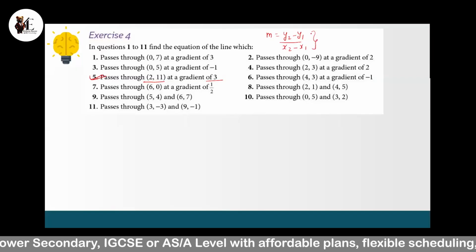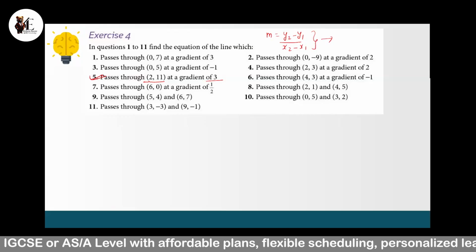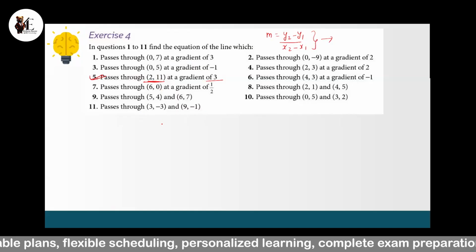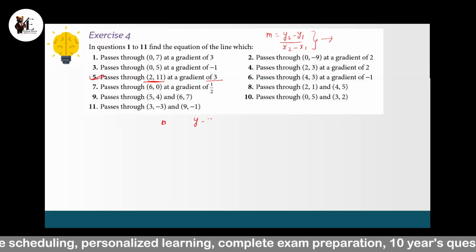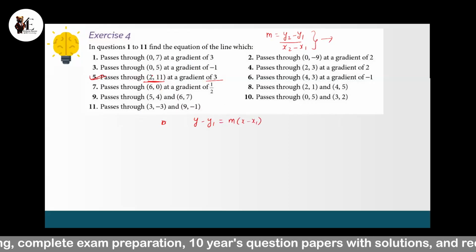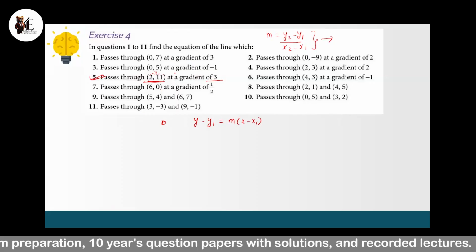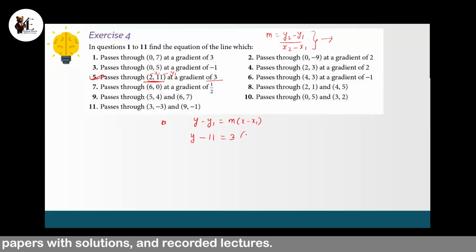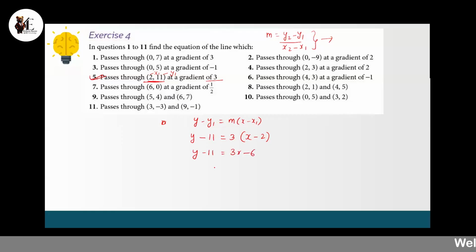Through the 2 points, and we have to calculate the gradient. But here a line is passing through only one point, and we have to form the equation of the line. So in that case, the formula is y minus y1 is equals to m times x minus x1. So gradient is 3, and this is the value of x1 and this is the value of y1. So y minus y1 is 11, gradient is 3, x minus x1 is 2. So if I multiply, that will be 3x minus 6, or I can write y is equals to 3x minus 6 plus 11. That will be y is equals to 3x plus 5.